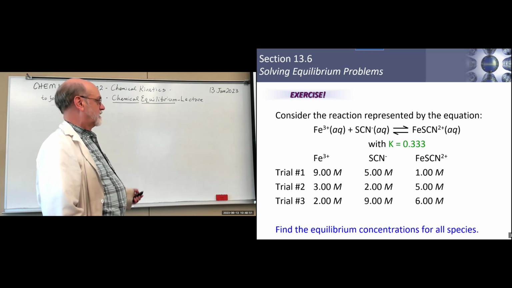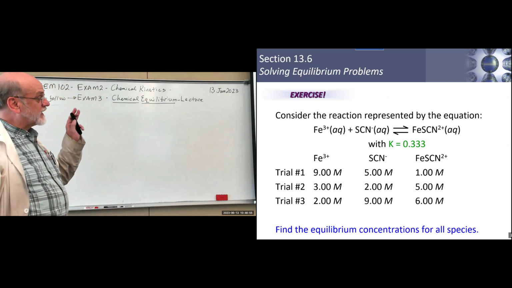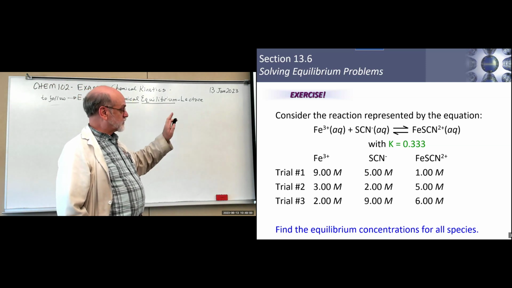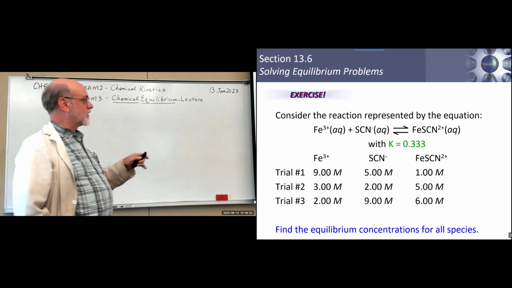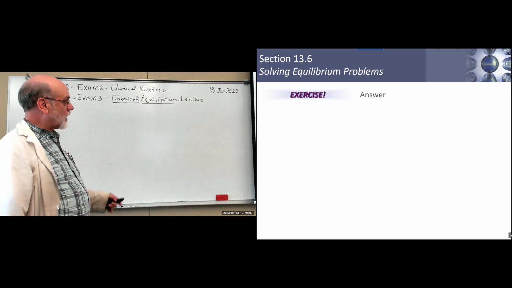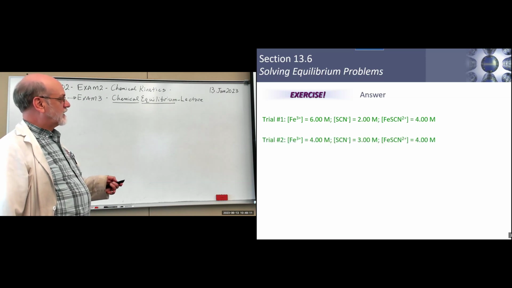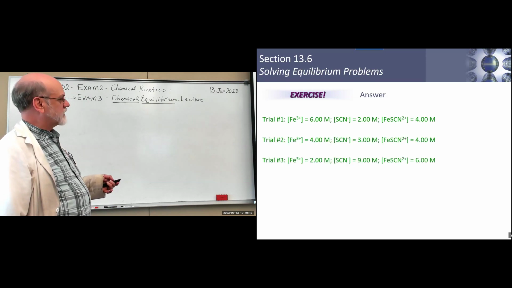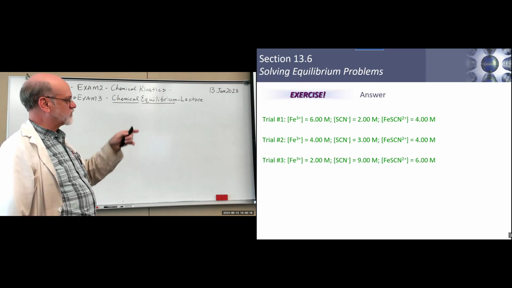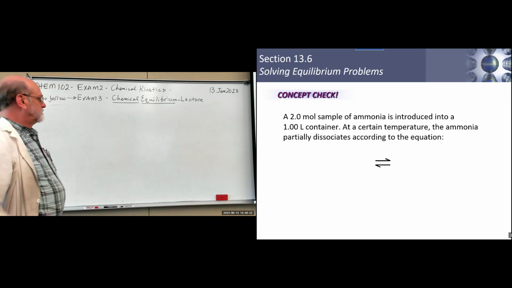Yes. I never noticed that before. Iron thiocyanate ion is given in this expression. So we have to calculate the Q to determine which way it's going, and then solve the problem using the ICE table. And I never noticed this before, but the first 2 are equal to 4, and the last one's equal to 6.